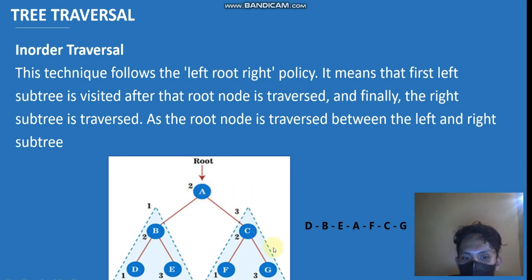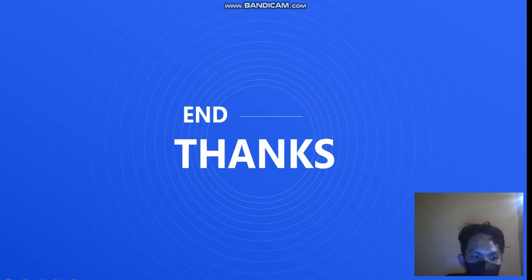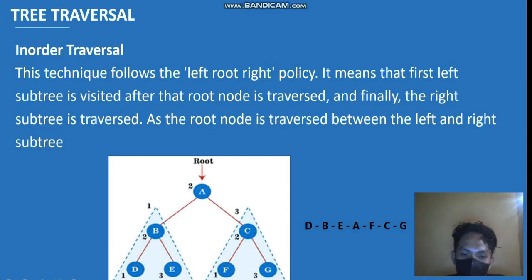So we come here. It's a root, but it has a left node. So we get the left node first, which is F. So F, then we go to the next step, which is the root, C. Then the last is the right node, G. So that's all, this tree has been completely traversed using the left, root, right policy.